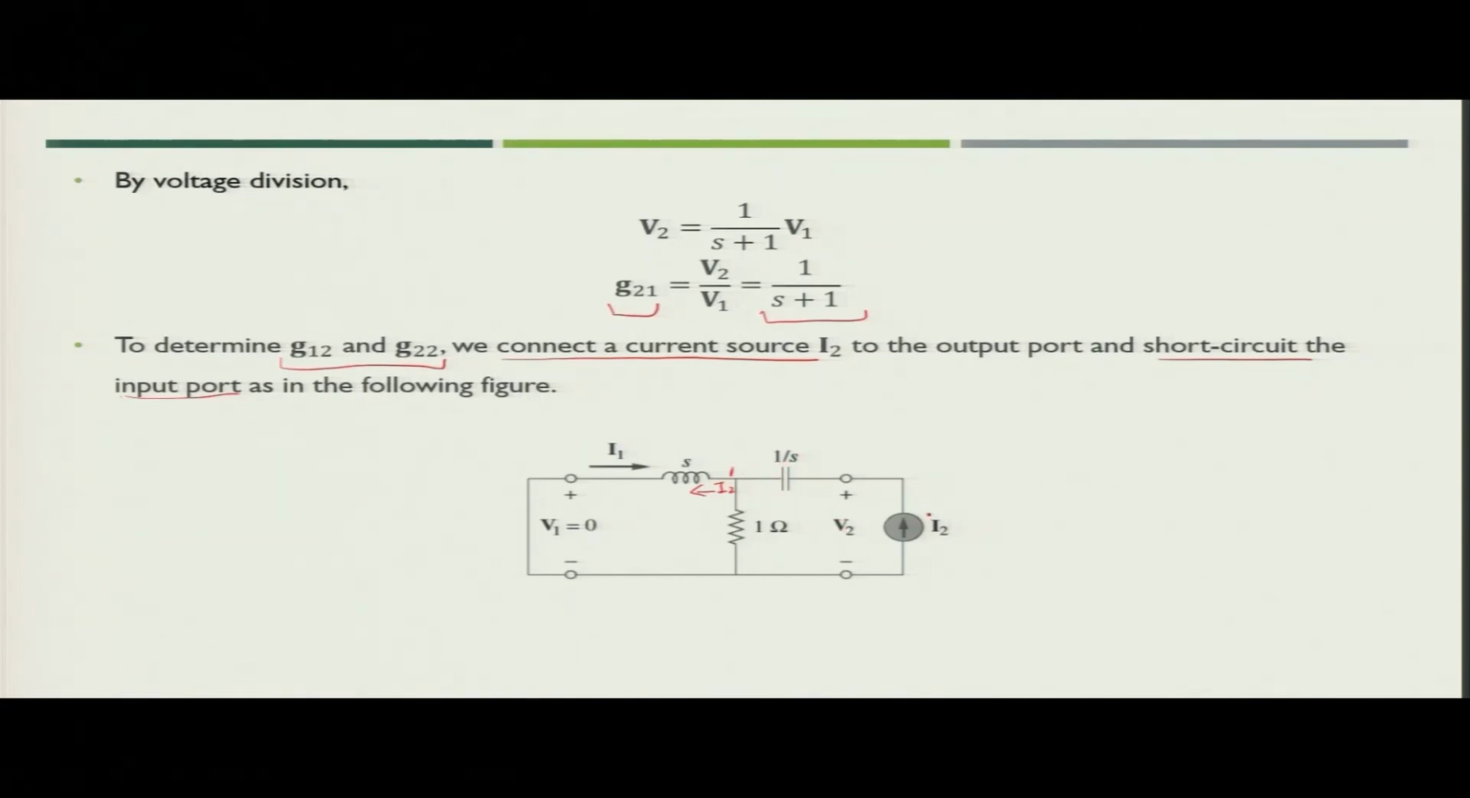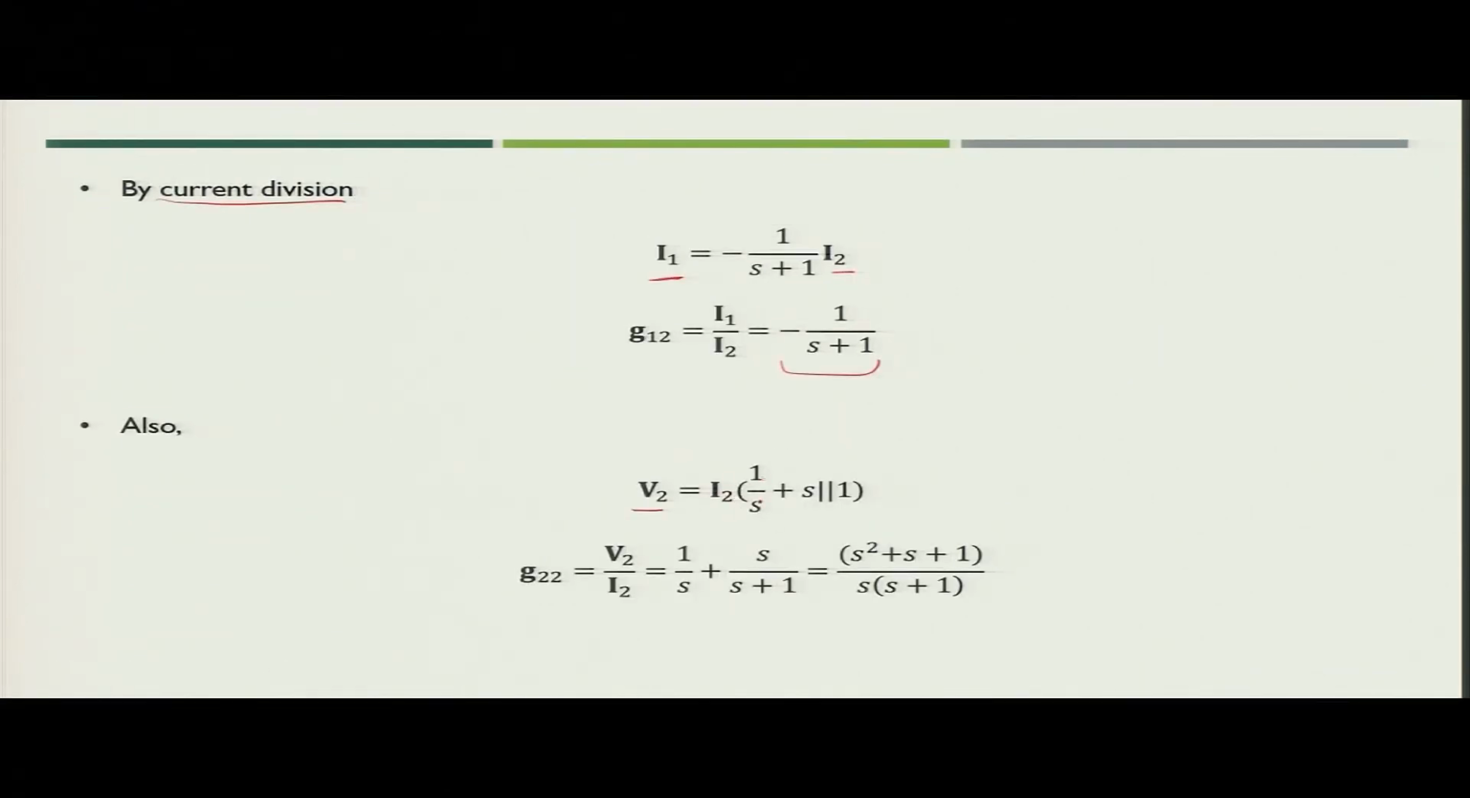So you can say V2 is nothing but I2 into 1 by S plus the parallel combination of resistance and inductor. So what we will write? I2 into 1 by S plus S in parallel with 1. So what do you get now? The final G parameter, which is G22, that is V2 upon I2, will be nothing but equal to 1 by S plus S upon S plus 1. If you simplify, you will get G22 as S square plus S plus 1 divided by S into S plus 1.